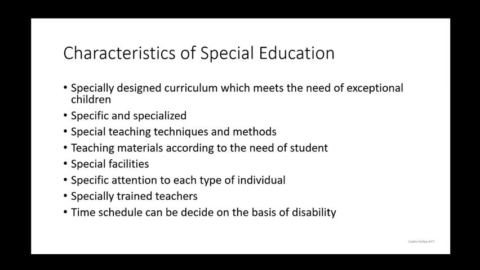There are some characteristics of special education students. So, as we discussed earlier, this special education is for specially need students. So, some special design curriculum is there. This special education is specific and specialized in nature. Some special techniques, some special methods, some special materials are being used according to the need of the students. Some special facilities, special attention is being given to each type of individual. Specially trained teachers are being assigned or appointed for these specially need students, and the time schedule or the time pace given to such type of students is on the basis of their disability.